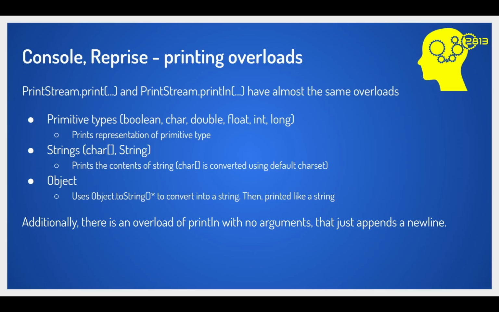And then for strings, or char array or string, it will print the contents of the string. The char array is converted using the default char set. And then object, it uses object.toString to convert it into a string, and then it's printed just like a string. Technically, for this, it doesn't actually use object.toString. It uses String.valueOf, which takes in an object. The only difference between this and object.toString is that it checks if the object passed in is a null reference, and if it is, it returns a string that has null, otherwise it uses object.toString. So if you're actually printing a non-null object, then object.toString will get called.